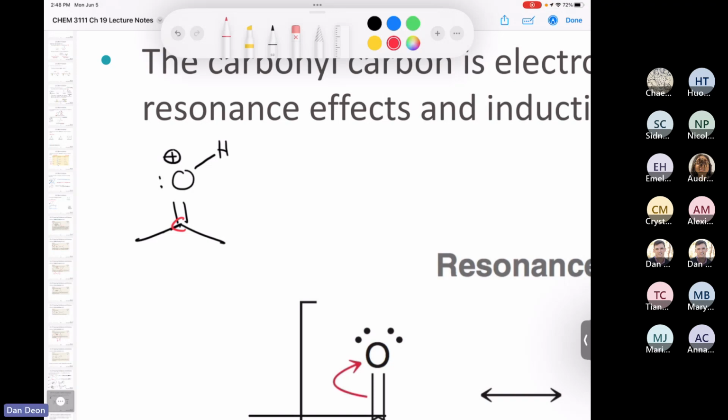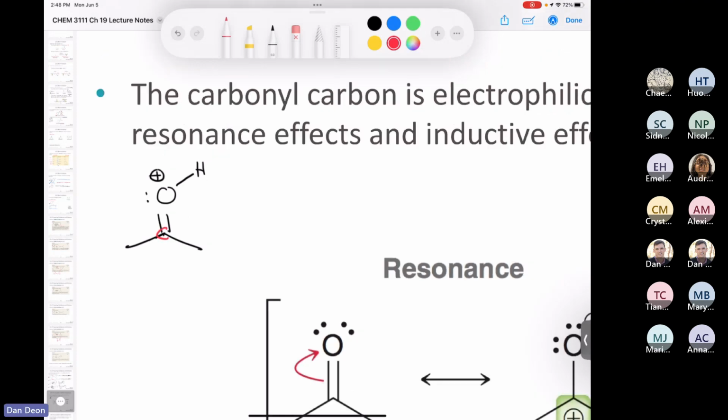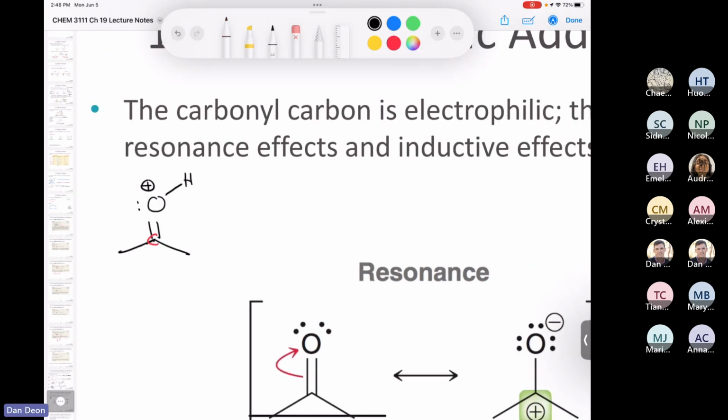It's going to be way more electrophilic, okay? It's going to be much, much more electrophilic, right? And the reason for that is if you draw the resonance structure here, then you end up with this, where you have a positive charge on the carbon. So you can see that you have a full-on positive charge on the carbon.